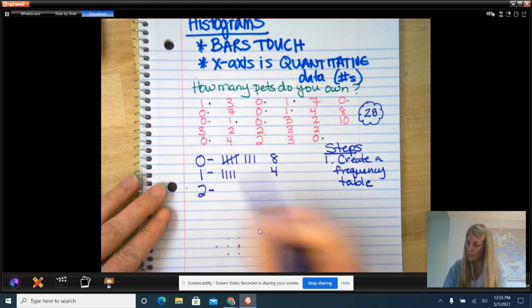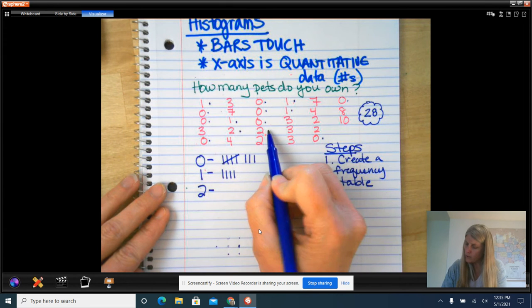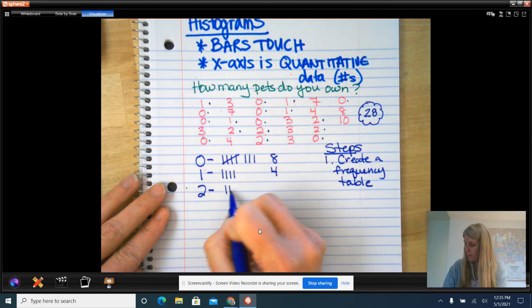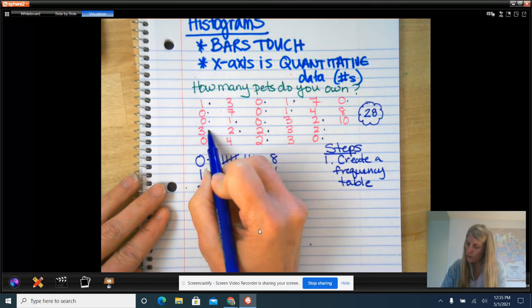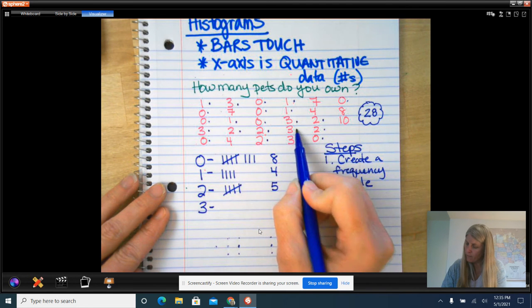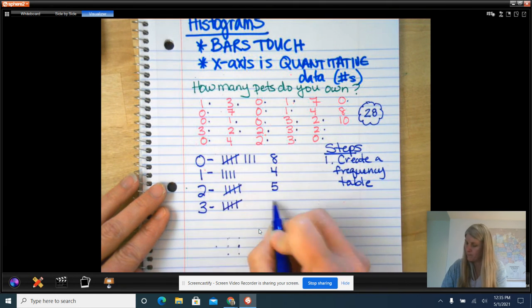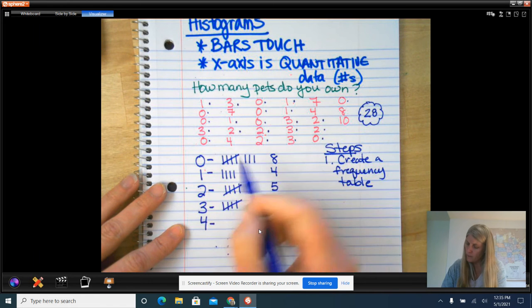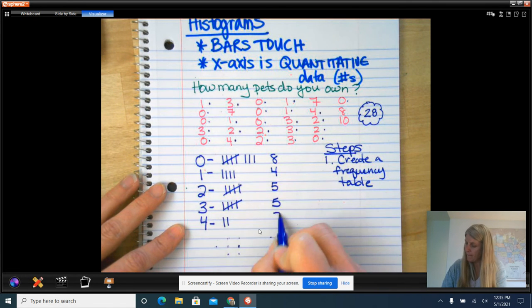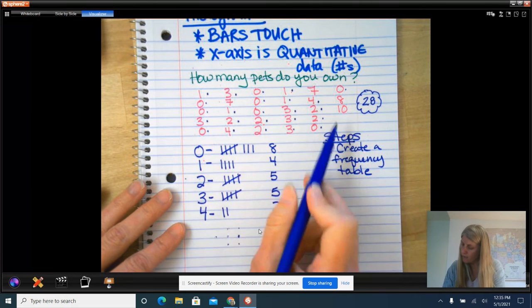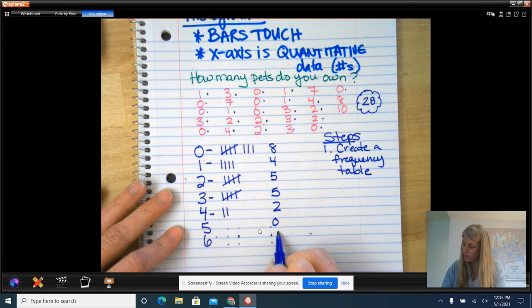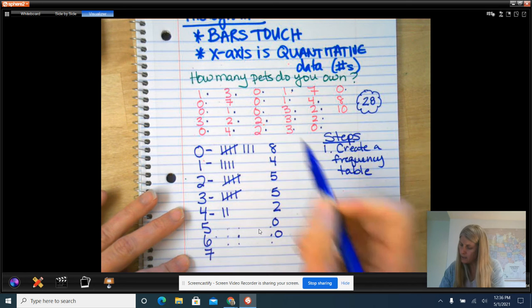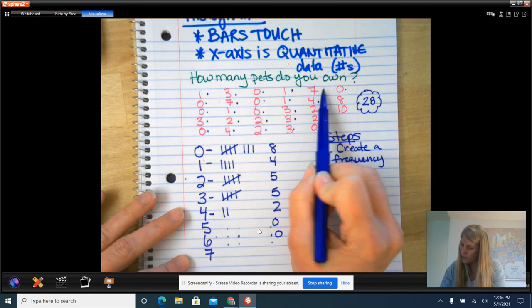How many people had 2 pets? So that's 1, 2, 3, 4, 5. How many people had 3 pets? 1, 2, 3, 4, 5. How many people had 4 pets? 2. How many people had 5 pets? I don't have anybody. So 5, I have 0. 6 pets, I have 0. 7 pets, I have 1, 2.